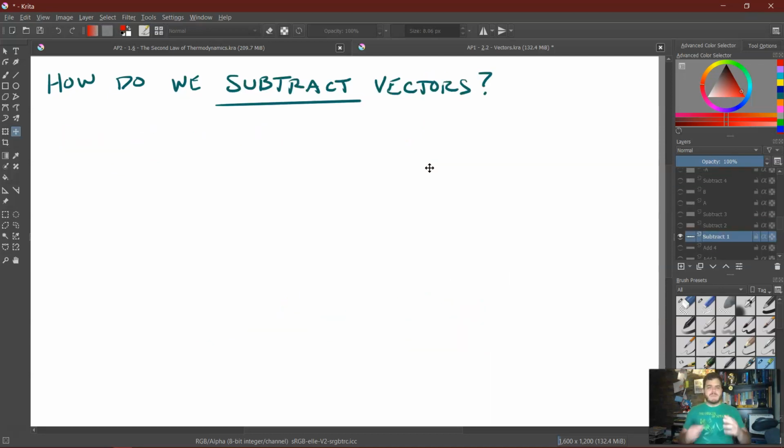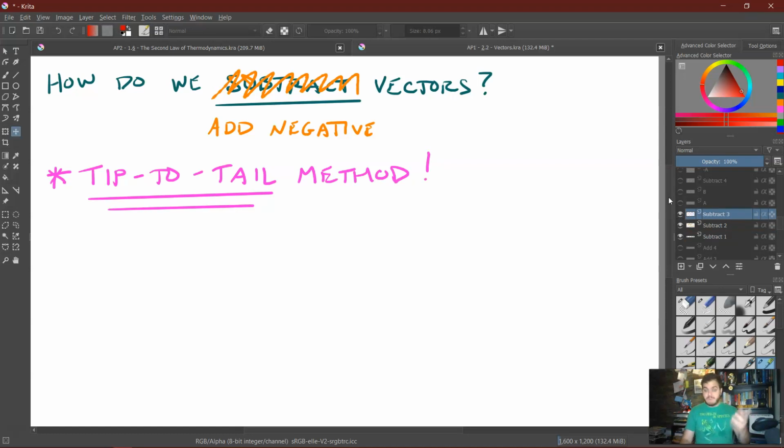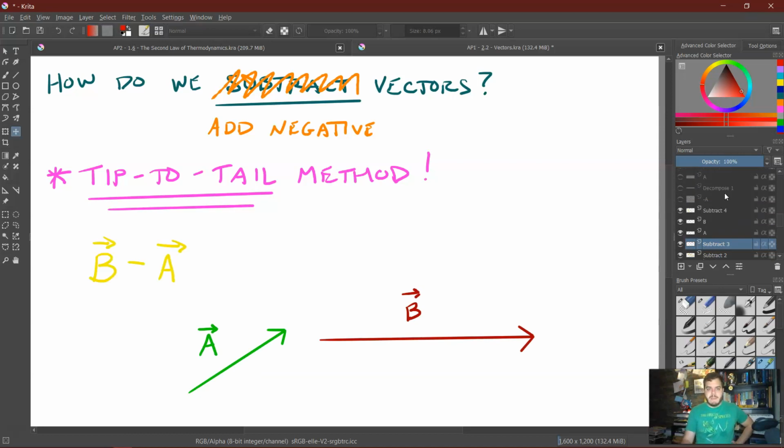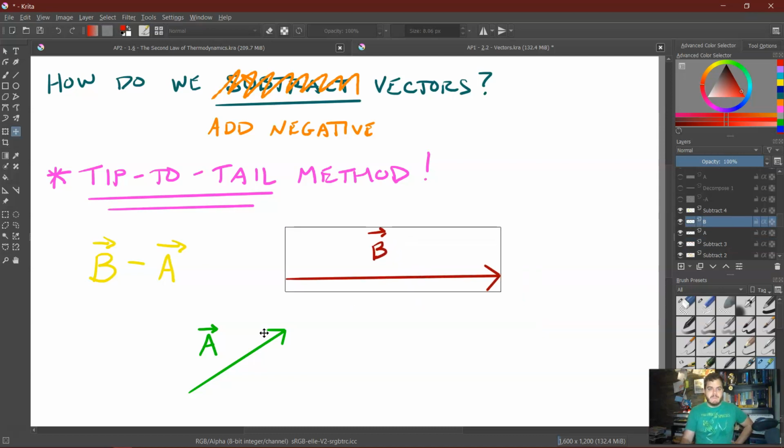Well, we added vectors, but can we subtract vectors? Yes. And it may sound a little complicated, but it's actually very simple. We just need to remember that subtracting is really the same thing as adding a negative. If we keep that in mind, it's pretty simple. So for instance, once again, we're still going to use the tip to tail method. I have A and B, and I want to create B minus A. All right, so I'm going to start with B, but I want minus A.